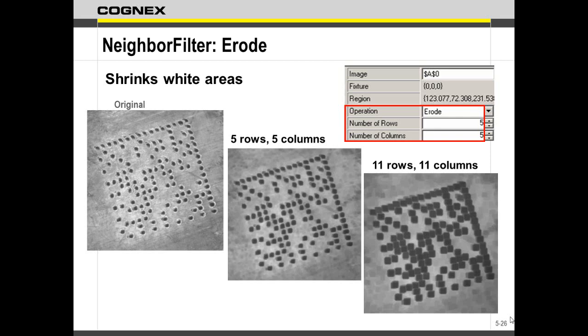But I've got to be careful of my kernel. The kernel always has to be odd because your pixel of note is always in the center of it. And if you go too big, you can actually start making it look bad again. So here I've got 11 by 11, and now my dots are starting to come in and hit up against each other, and that is not what we want. Okay, so erode is just going to shrink white, increase dark.